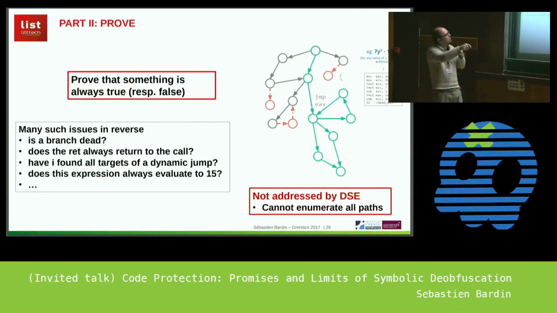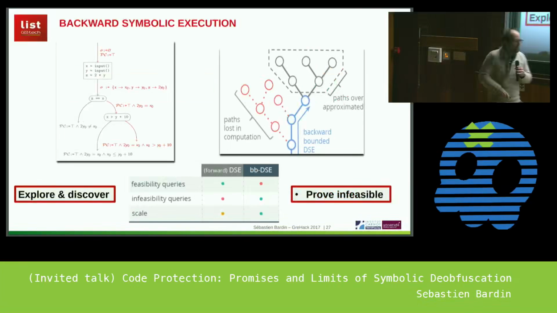If you have a dynamic jump, how do you know when you have found all the targets? If you have some expression and dynamically you see that it's strange, but it always evaluates to 15, does it always evaluate to 15? And so on. Obviously you cannot use symbolic execution or dynamic symbolic execution for that purpose. It gives an approximation. But to really prove it, you would need to enumerate all paths, and it's not possible. So we are using backward symbolic execution with a bound.